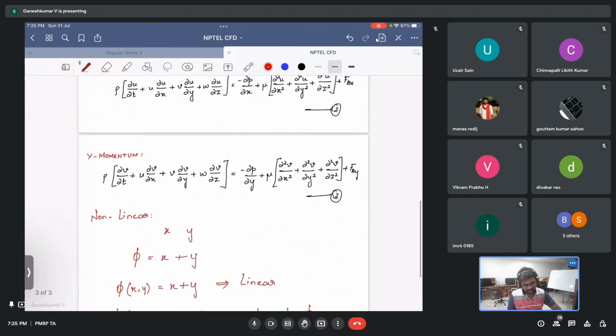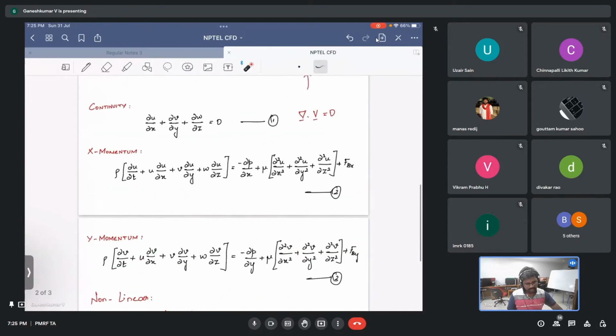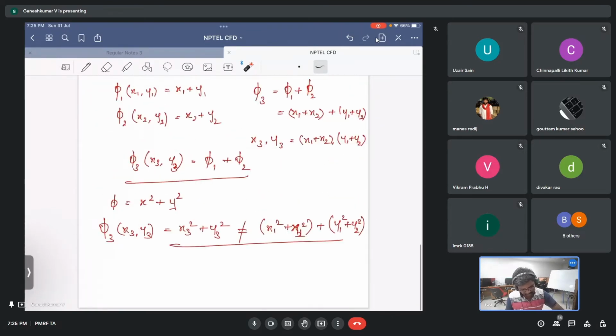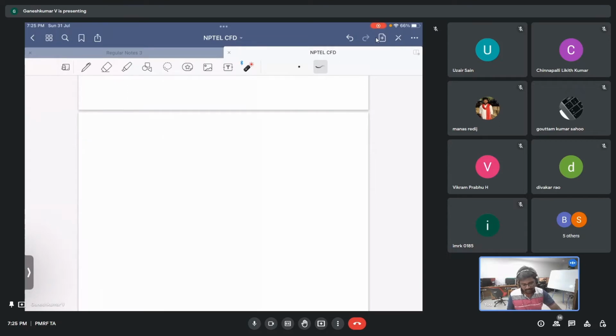Similar thing goes here. Here u is a function of x, y and z, and v is also a function of x, y and z, so it is actually a non-linear term. To put it very crudely or simply, if two dependent parameters are multiplied together, then it becomes a non-linearity. So these three are non-linear terms. Solving it is very difficult; analytically you can't solve it. So if we need to solve these three equations, you need to make a few assumptions in order for us to solve something and get some answers.